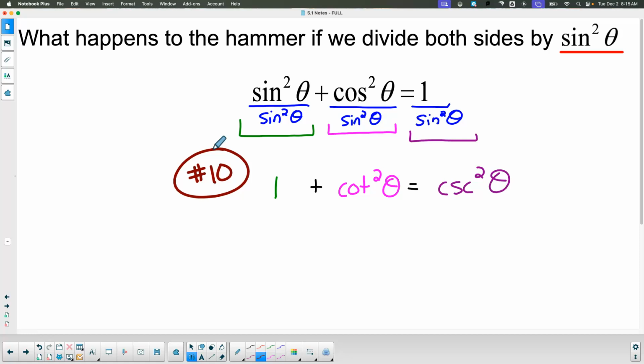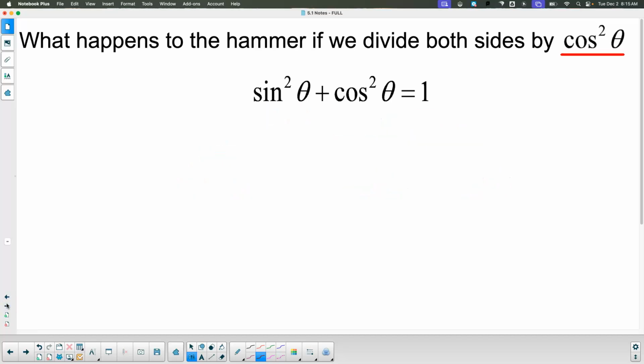This whole blackened screen every once in a while is starting to annoy. Now. So that is identity number 10, which now we can use. What if we would divide by cosine squared? First off, is it legal for me to divide by cosine squared? Divided by cosine squared, divided by cosine squared. Is that legal? Yep, because I did it everywhere.